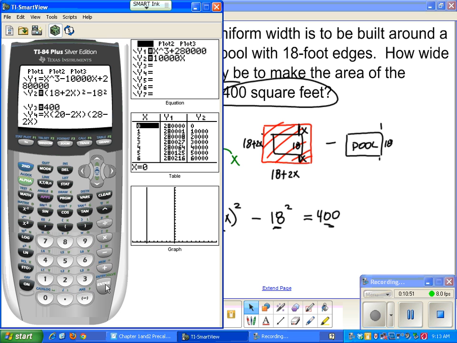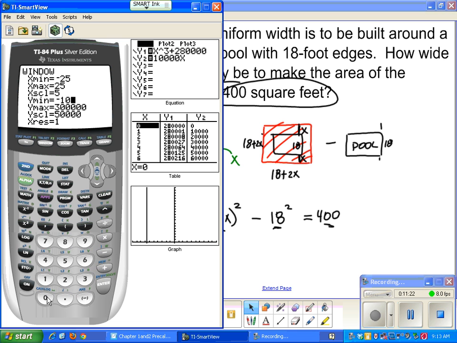It started out as 18 by 18, so you know that for a pool, you're not going to be super huge. So I'm going to use a window for my x's from -25, which I probably don't even need to do the negative part of, up to 25. Okay? And I'm going to use a scale of 5. And then for my y values, we're talking about square footage. Well, we talked about a 400 square foot area, so I'm going to go a little bit above that.